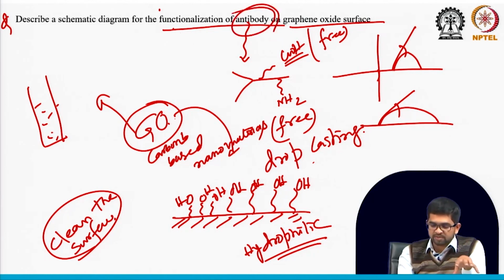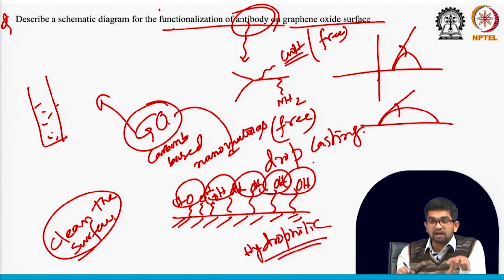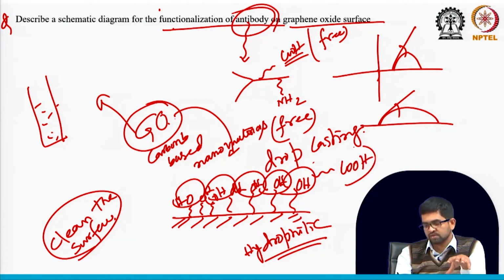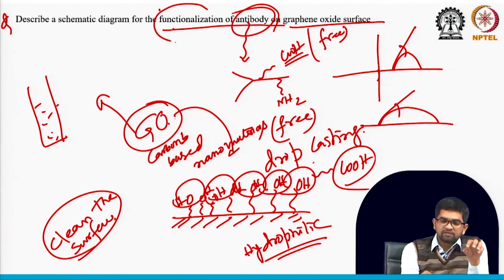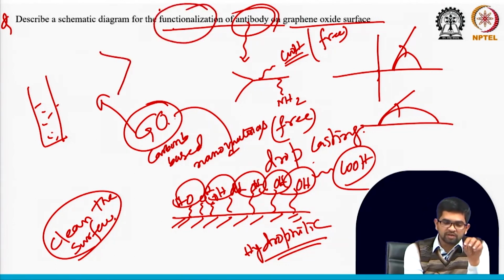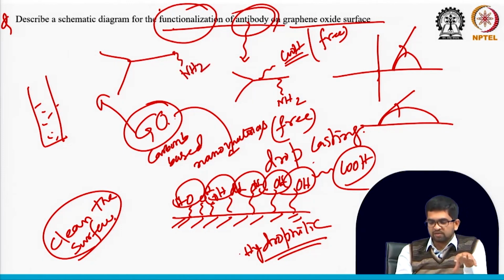Once your surface is dried, it will be covered by graphene oxide, and graphene oxide also has many functional groups. One important functional group is carboxylic acid. So now let us come to the functionalization. Your antibody contains amine group NH2 and your graphene oxide contains carboxylic acid.